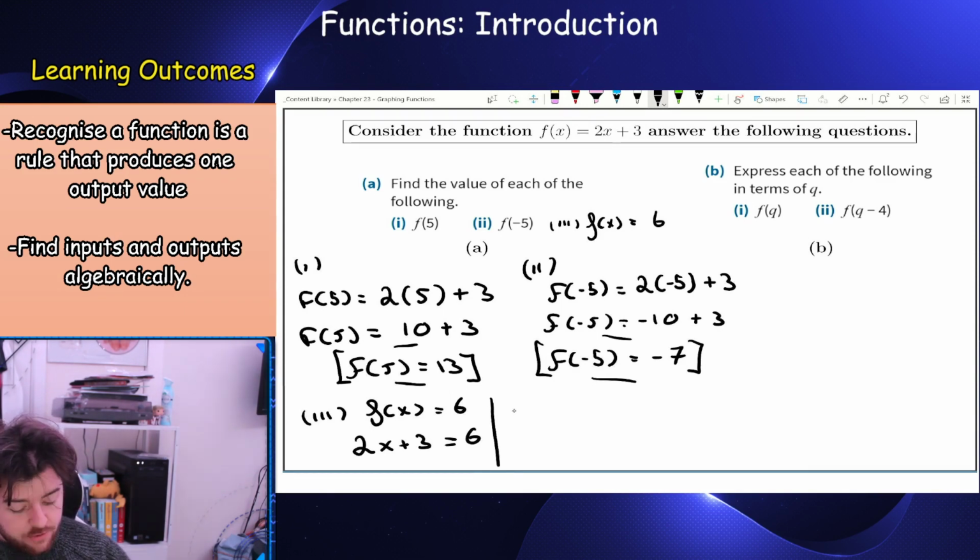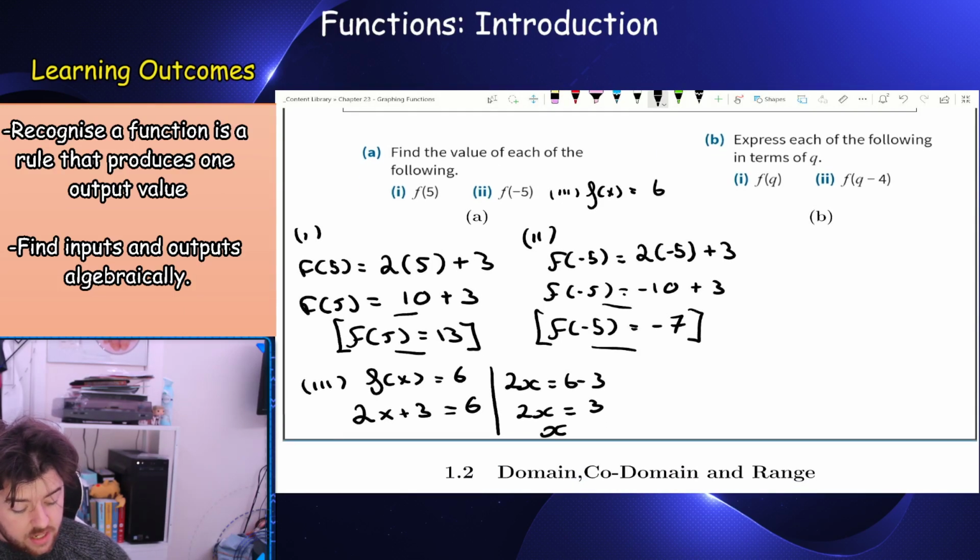So 2x plus 3, so bring the 3 over. I'm left with 2x is equal to 6 minus 3. 2x is equal to 3. x is going to be equal to 3 divided by 2, which is 3 over 2. So when my input is 3 over 2, or 1.5, my output is 6.